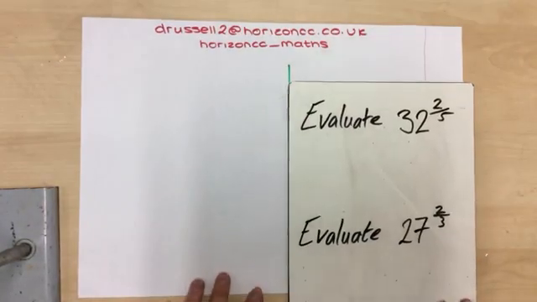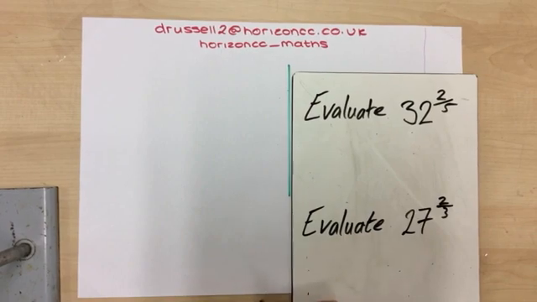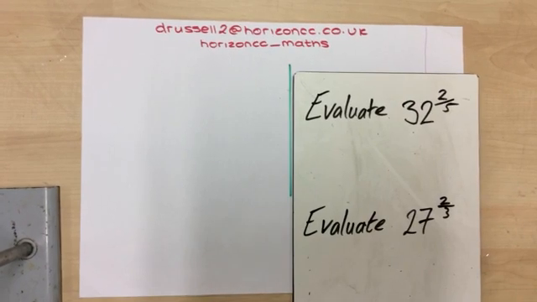Fractional indices. Straight into it. So, evaluate 32 to the power 2/5. Now, the word evaluate just means work out. So this is a fractional power. It comes up all the time on Higher, and it is important you know what to do.